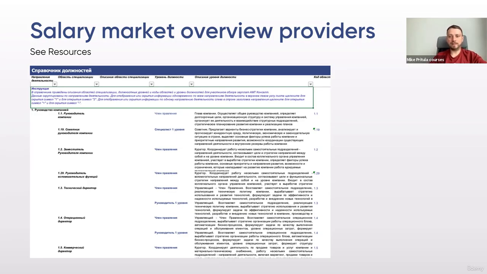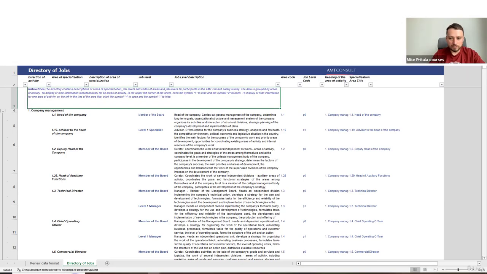Next are the salary market survey providers. If your company buys salary market surveys, the providers also have something like job descriptions. You'll have some examples from providers in a file, or rather a zip archive, but you'll need to download and unzip it. So inside, let me show you from AMT Consult, for example, what it looks like. It's about to open. There. No, not that. Here it is. Inside, they have descriptions.